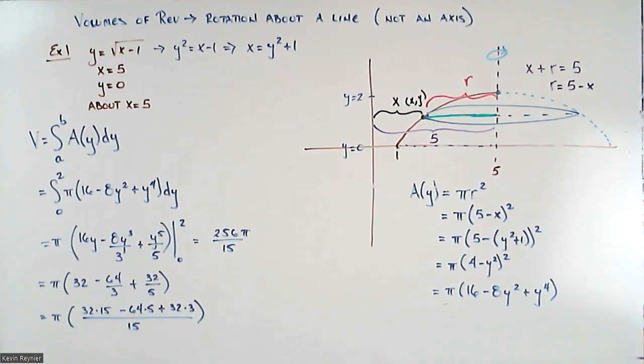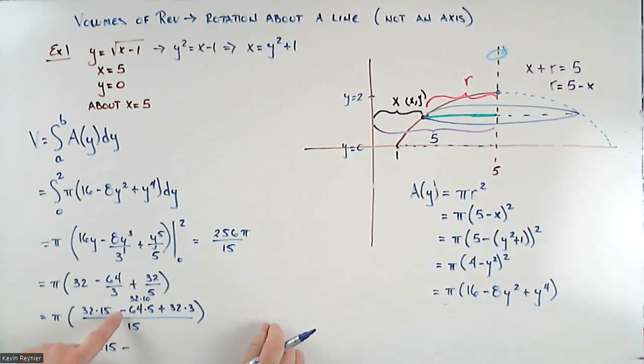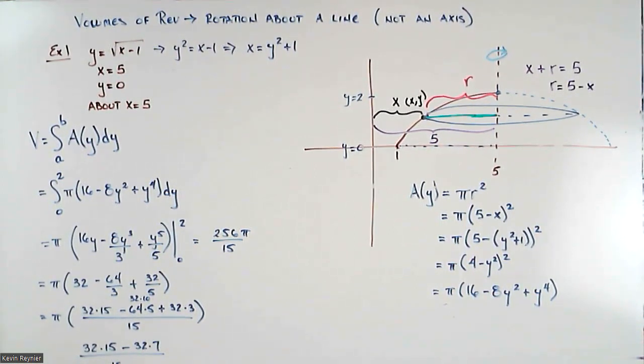Well, I don't know how you are at arithmetic. This is 32 times 2, right? So this is 32 times 2 times 5. This is 32 times 10. This is 32 times 3. So we have a 32 times 7, right? So here we have 32 times 15 minus, here we have a 32 times 10 negative plus a 32 times 3 positive. That's a 32 times 7. This is all over 15.